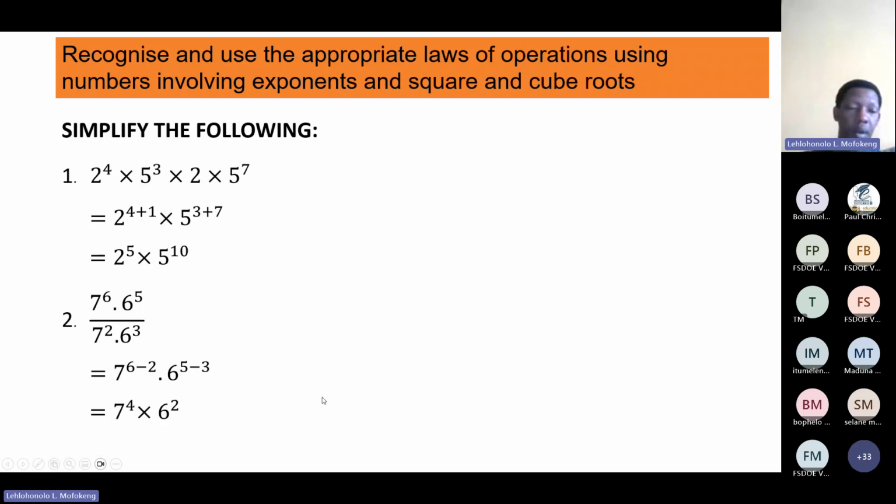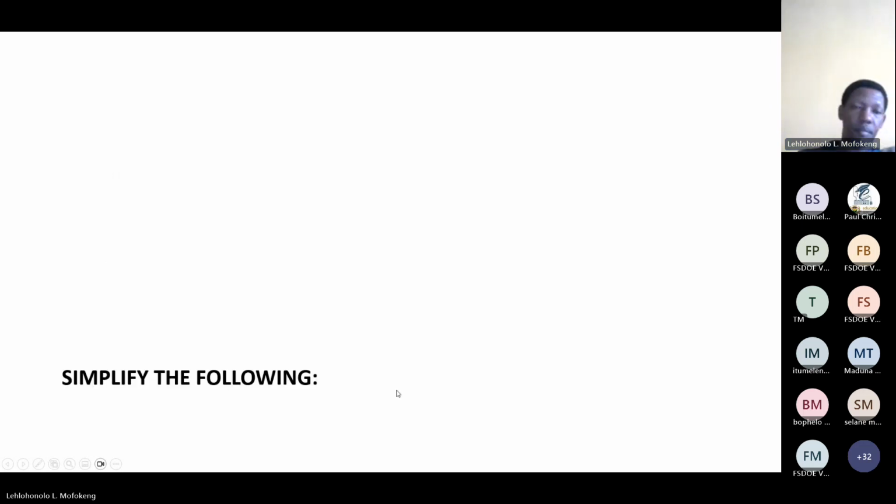And then our final answer here will be 6 minus 2 will give us 4. Therefore, it is 7 to exponent of 4. And then we have 6 to exponent of 5 minus 3, which will be 6 to exponent of 2, which will be our final answer. And then let's move forward.